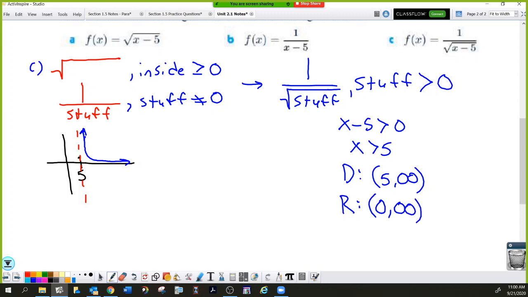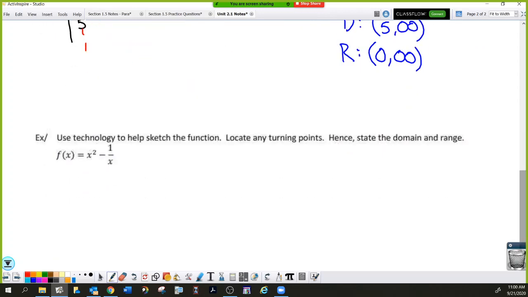And the homework is on Blackboard. The last example, you were just going to graph it with a calculator and do all the same stuff that we just did. That's all you were going to do. So graph it on Desmos, and you'll be able to see the domain and the range.